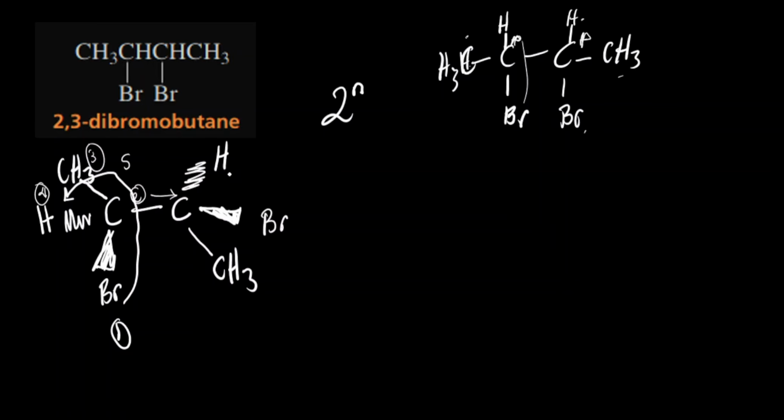Okay, now take a look at this. This is our priority 1, this is priority 2, and then this is priority 3, this is priority 4. Let's move from 1 to 2 to 3. We move in an anti-clockwise direction. Okay, so this is also an S. So this compound has an S and an S configuration. So this is S and this is also S.